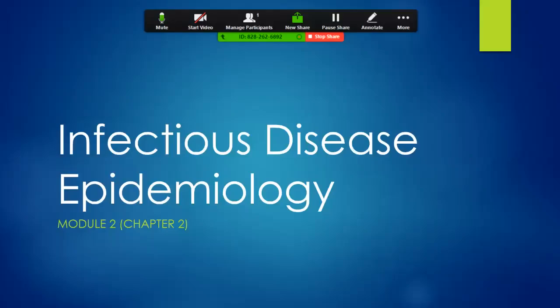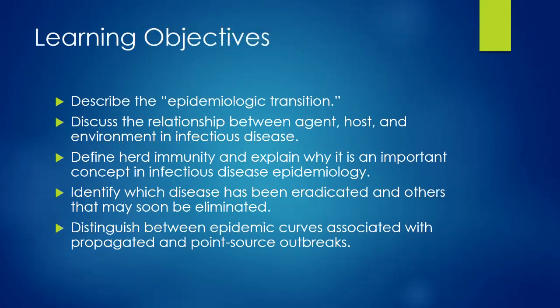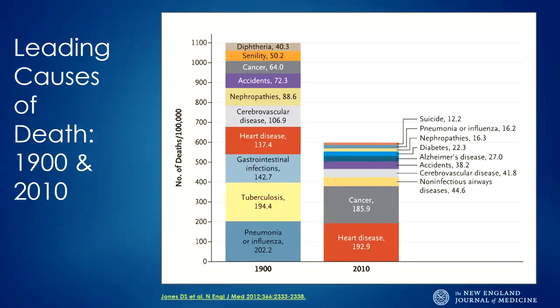In this video, we'll be discussing infectious disease epidemiology, and our learning objectives are to describe the epidemiologic transition, discuss the relationship between agent, host, and environment characteristics in infectious disease, define herd immunity, identify which disease has been eradicated, and distinguish between various epidemic curves, those associated with propagated and point source outbreaks.